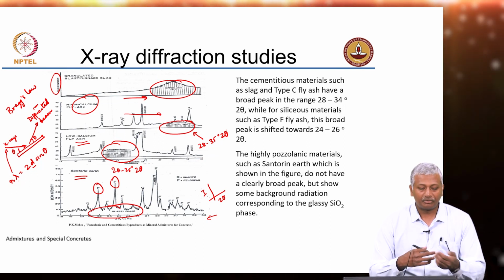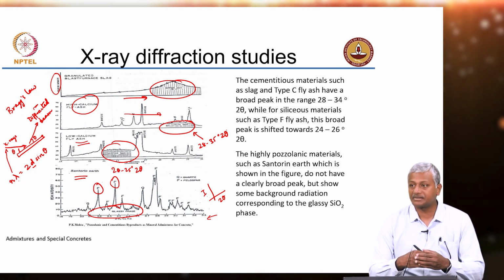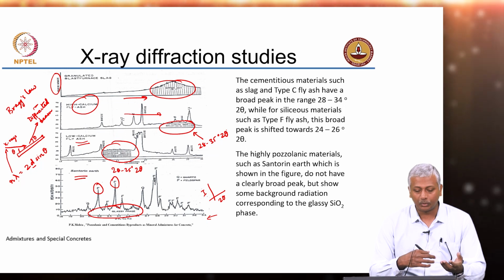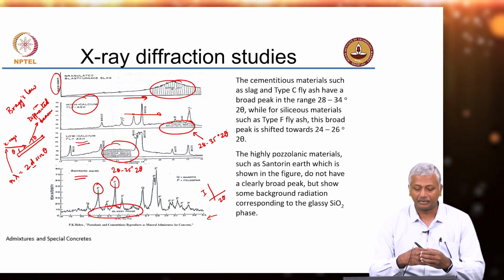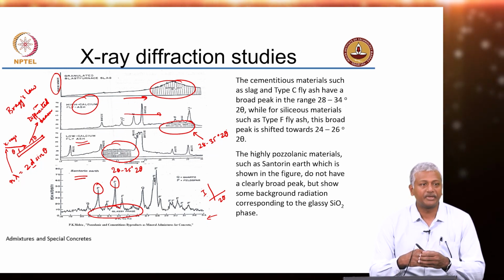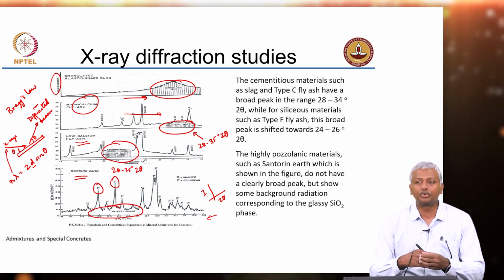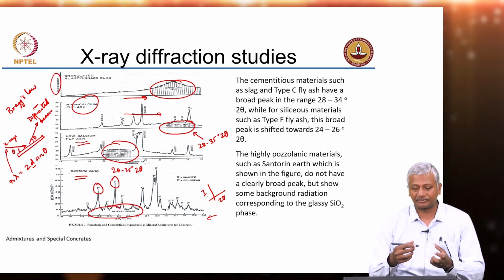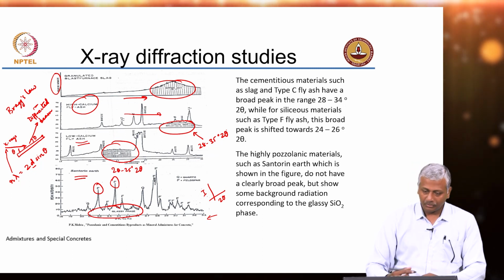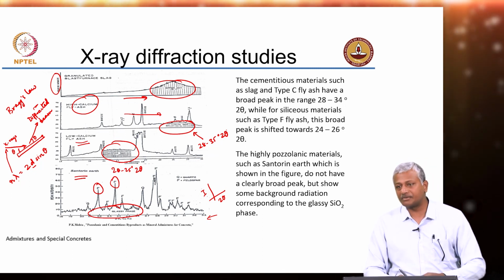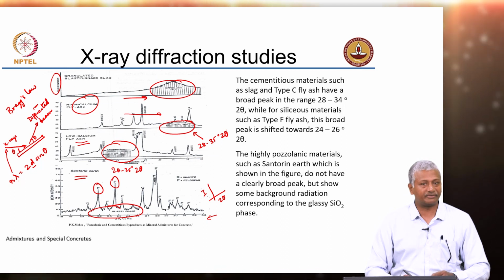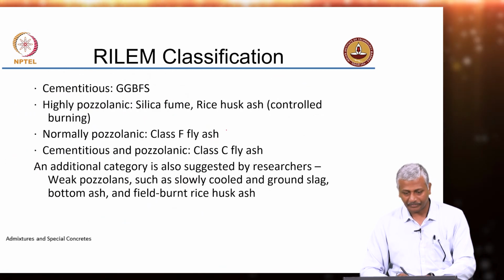For high calcium fly ash, we do see some crystalline peaks. For type F fly ash or low calcium, we again see some crystalline peaks. For santorin earth, also you see some crystalline peaks. All you need to do is understand how much is actually reactive. Now, further, there are several ways in which you can adjudge the reactivity of these systems, and that is what we will take a look at today.